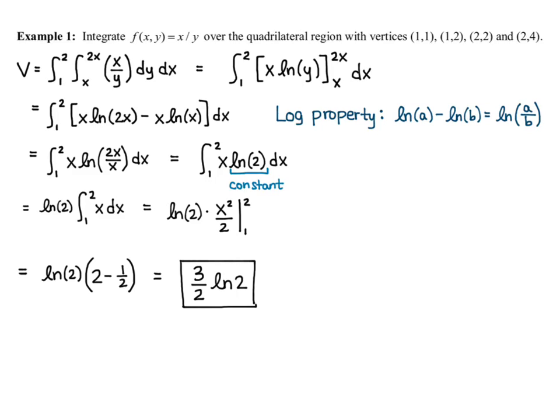So the volume under the surface of f of xy equals x divided by y over the quadrilateral region with vertices (1,1), (1,2), (2,2), and (2,4) is 3/2 natural log of 2.